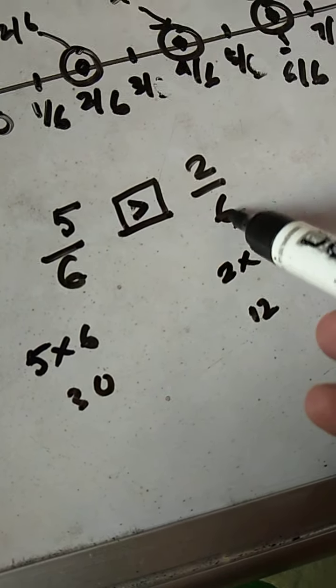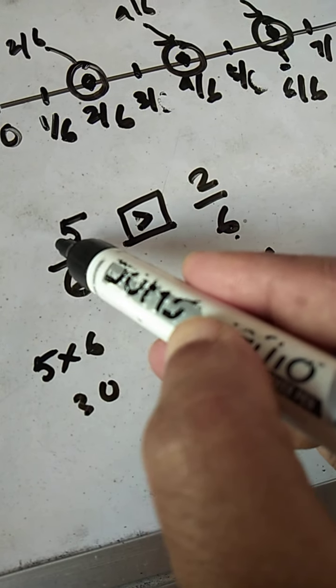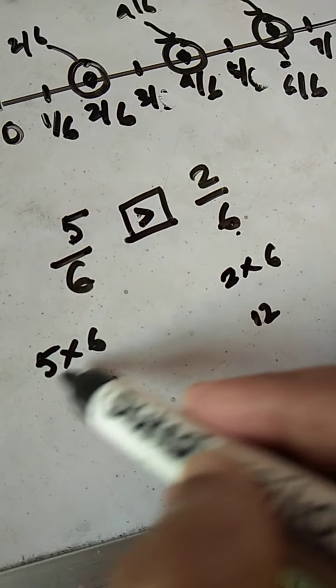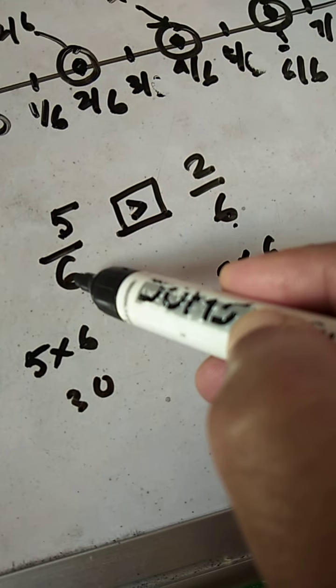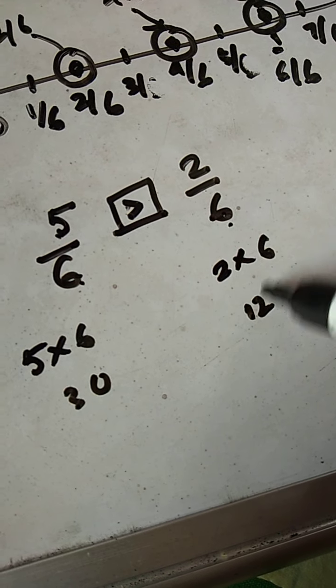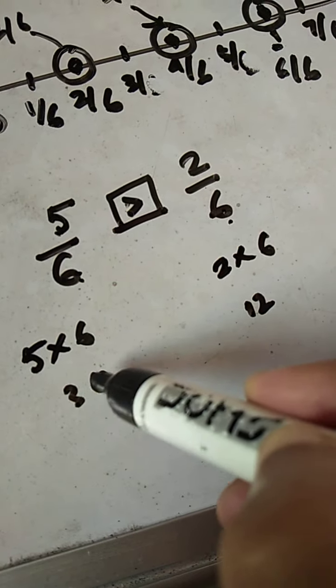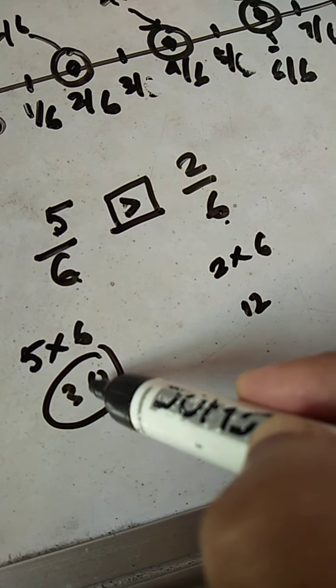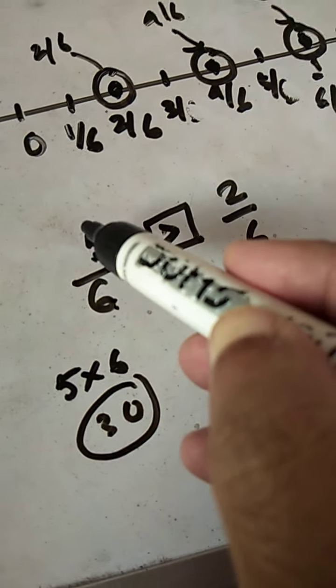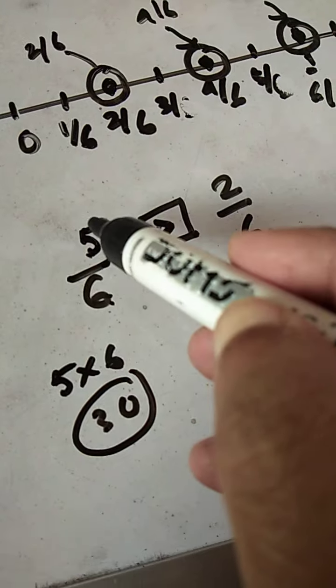Okay, what I did, 6 into 5, that is I multiplied 5 into 6. I wrote it on the left hand side, and this into this, that is 2 into 6, I wrote on the right hand side. So now you compare the products, which product is greater. So 30 is greater. 30 is coming on which side? Left hand side. So the left hand side fraction is greater.